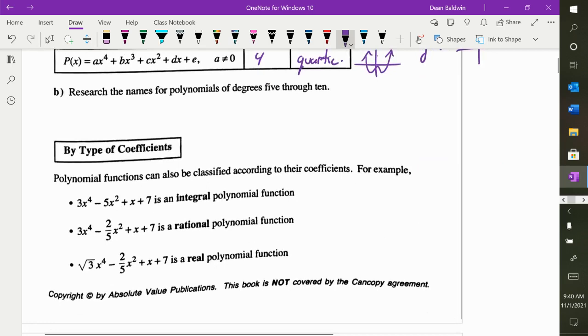Okay, you can also call them based on their type of coefficients, so the numbers in front. If they're all whole numbers, positive or negative, you'd say it's an integral coefficient. If it has fractions, you'd say it's a rational polynomial function. If you see the word rational, it means fraction.